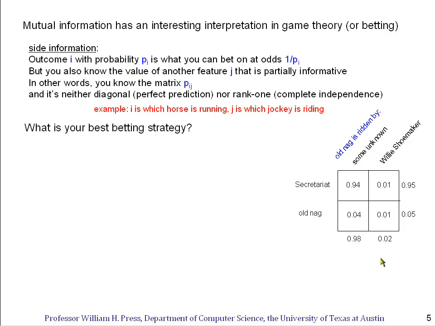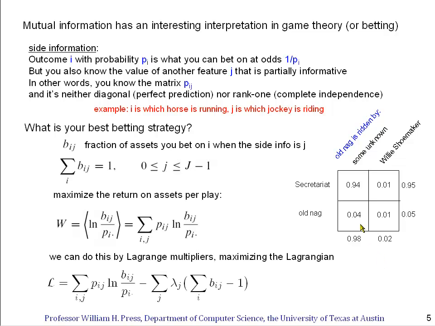And the question is, what's your best betting strategy in this situation?